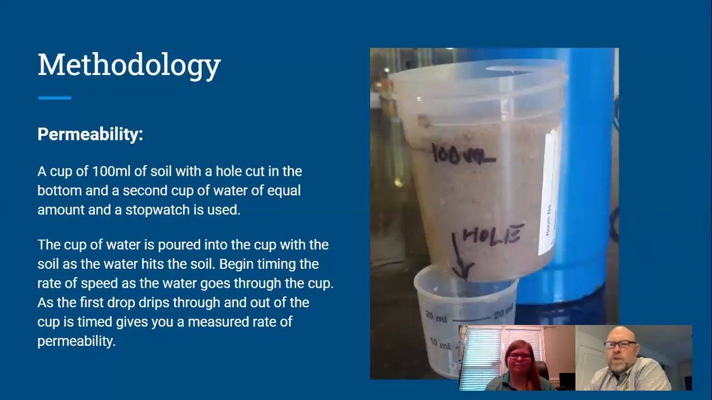Permeability. We used the same cup and the same amount of soil with 100 milliliters of water. As I started to pour the water onto the soil, when the first drop hit the soil, I started a stopwatch. I continued to pour until that water completely permeated all the way through and dropped. A single drop came out of the bottom of the cup. We stopped the timer.